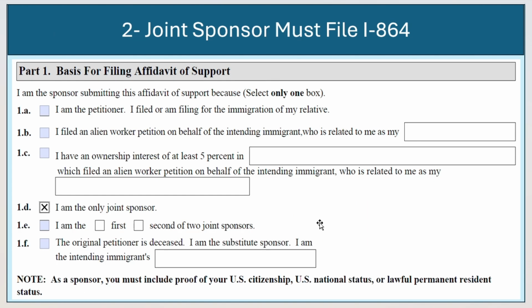The joint sponsor must file I-864. The joint sponsor must select item 1D: I am the only joint sponsor. Or if you have a second and third, you can do it right here. But the joint sponsor must file I-864 as well.